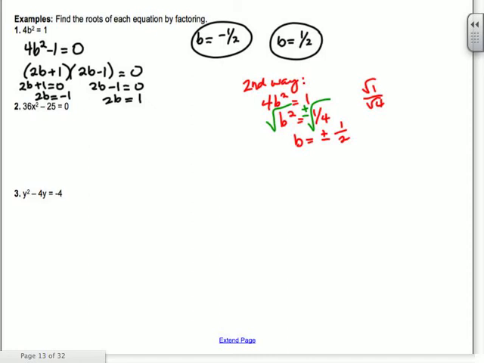All right, number 2, so I have 36x squared minus 25 equals 0. So go ahead and try to solve that with factoring. And same thing with number 3. On number 3, you're going to want to add the 4 over first and try to factor. So go ahead and try to factor these. I'll go around and check.